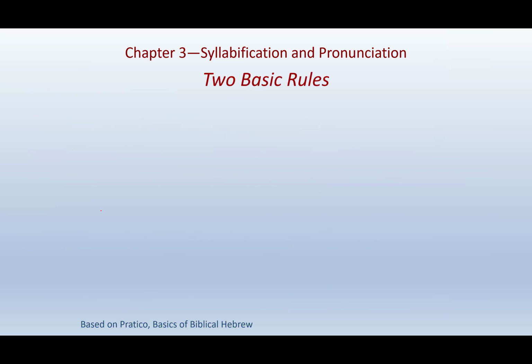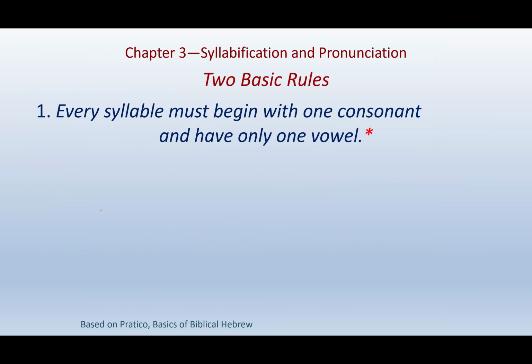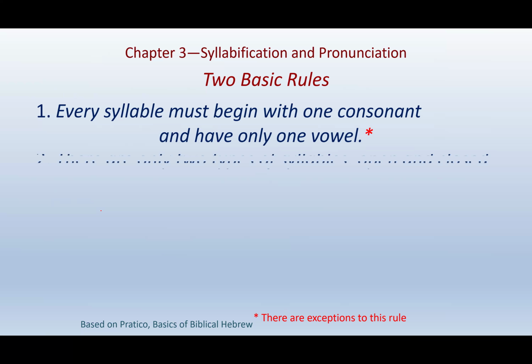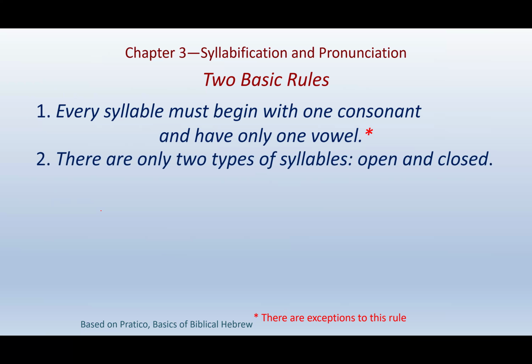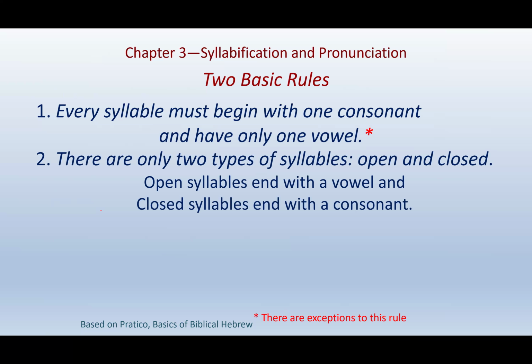There are only 2 basic rules. Every syllable must begin with a consonant and have only 1 vowel. There are some exceptions, and we'll talk about some of those today too, and we may see some exceptions as we go. But we're kind of painting with a broad brush, and this is going to be true most all the time. Every syllable must begin with 1 consonant and have only 1 vowel. There are only 2 types of syllables, open and closed. Open syllables end with a vowel, and closed syllables end with a consonant.